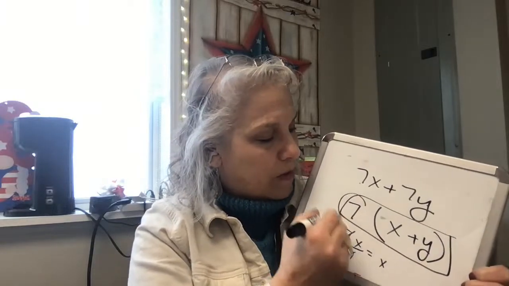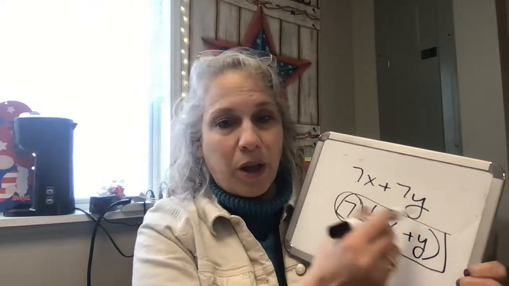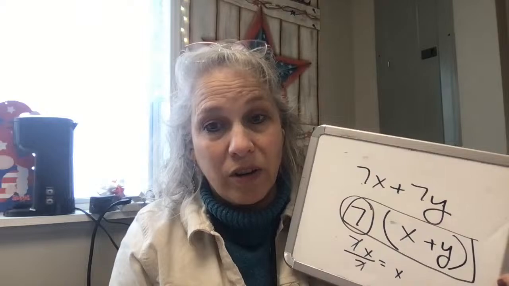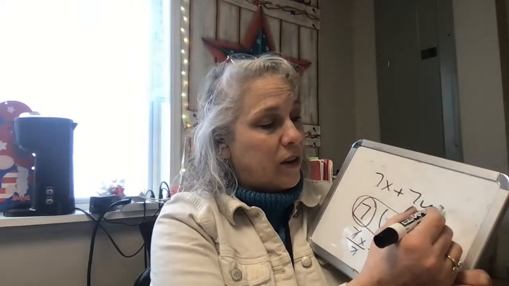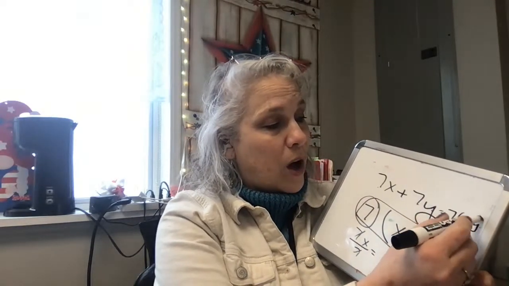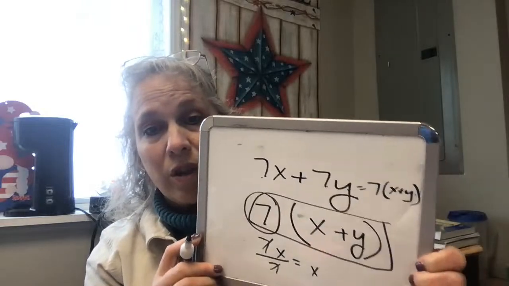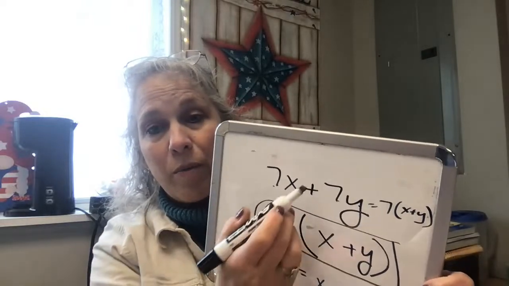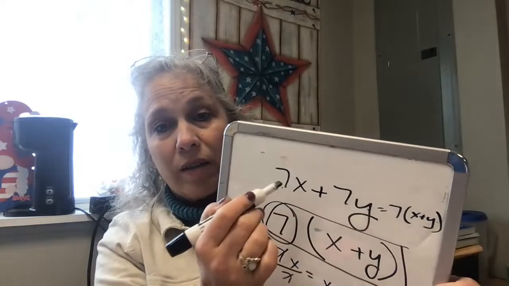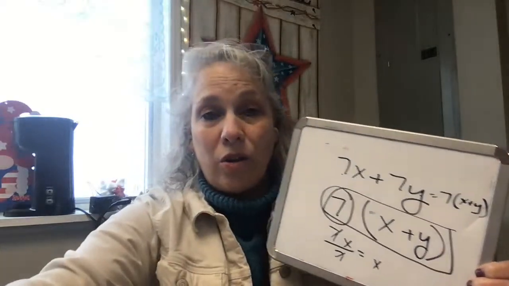So 7 is a factor. x plus y is also a factor. So the answer to this is 7 times x plus y. Those are the two factors in that situation. Now, if I multiply that out, 7 times x, 7 times y, you get what you started with. Remember, we are finding factors, but in this case, we don't have just numbers. We have numbers and letters. So that's number 9. I'm going to do number 11.